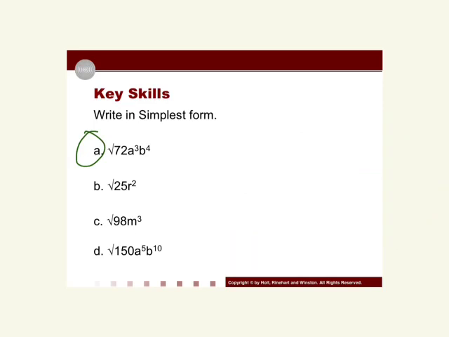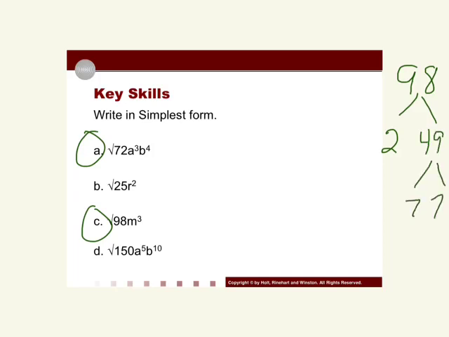Alright, one more example for today, and I'm going to choose example C. And example C is 98m cubed. So once again, we're going to start off with a factor tree of 98. Okay, when I think of 98, I think of 2 and 49. And then when I think of 49, I think of 7 and 7. So now I have my prime factorization there. So 98 is 2 times 7 times 7 times m times m times m. That's what it looks like when I expand it out.